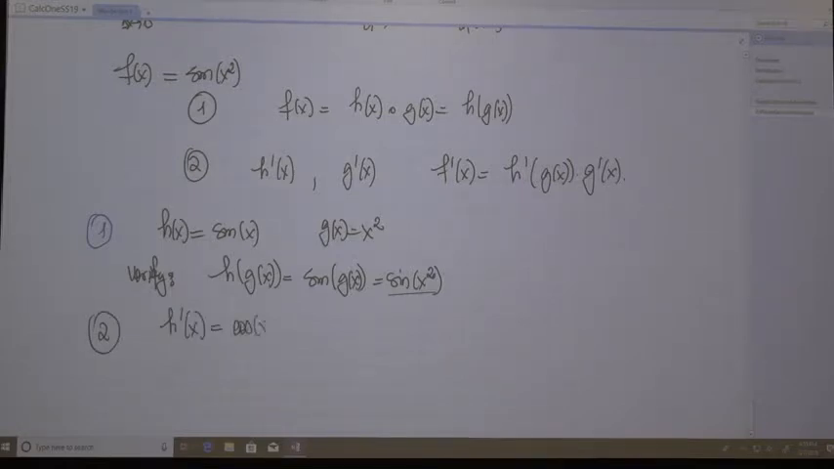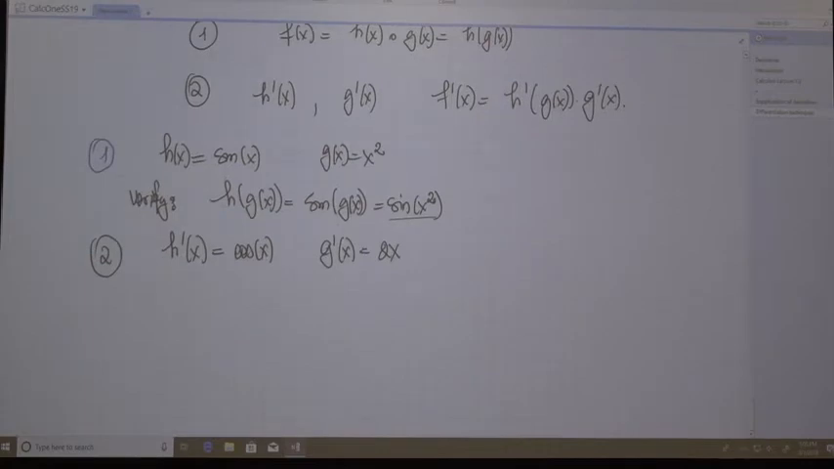Cosine of x. I need to find the derivative of g of x. What is this? 2x, right? Then I can find the derivative of f of x by substituting this x with g of x, okay? So h prime of not just x, but g of x, multiplied by g prime of x, okay?